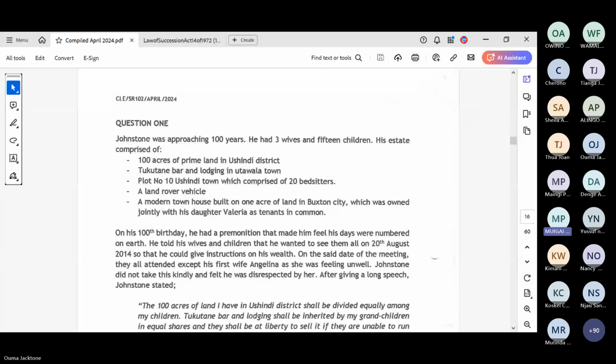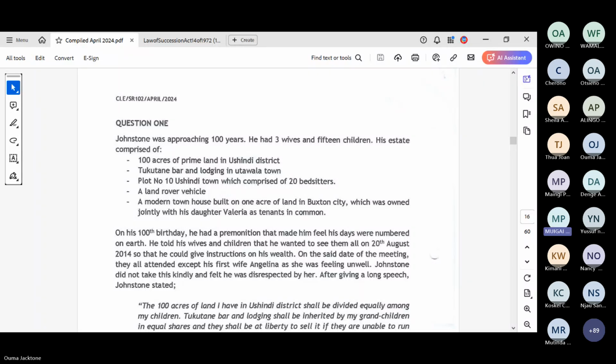Okay, I can read. Question 1. Johnston was approaching 100 years. He had 3 wives and 15 children. His estate comprised of 100 acres of prime land in Ushindi district, Tukutane Bar and Lodging in Utawala town, plot number 10 Ushindi town, which comprised of 20 bedsitters, a Land Rover vehicle, a modern townhouse built on 1 acre of land in Buxton City, which was owned jointly with his daughter Valerie as tenants in common.